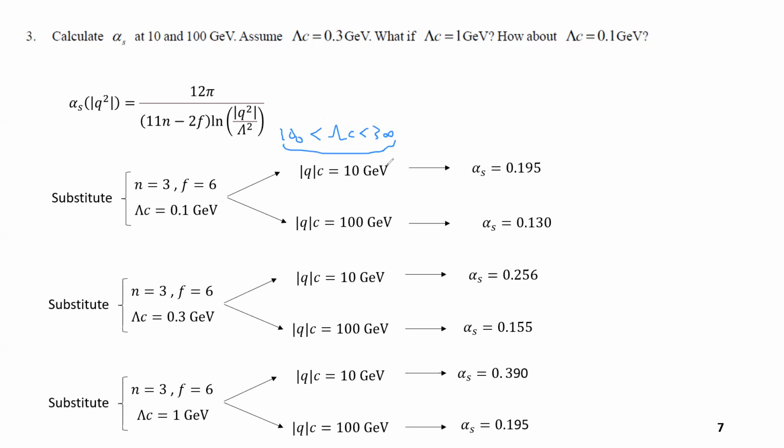And here you can also see that when the energy increases, alpha is decreasing. In QED, if we increase the energy, alpha will increase. But here alpha is decreasing, and that's why we have asymptotic freedom.